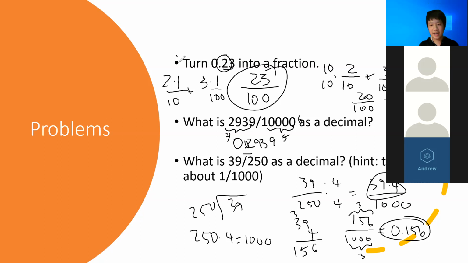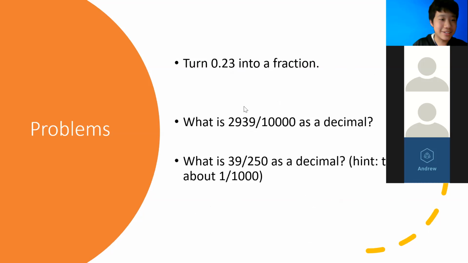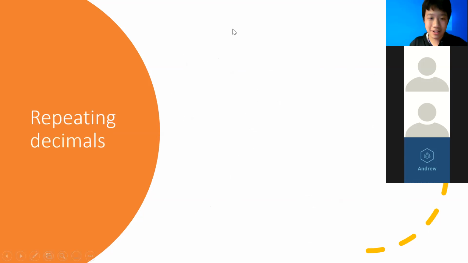0.156. And that is the answer. Okay? So as you can see, it was a lot easier to solve if I went ahead and realized that 250 times 4 equals 1,000, right? If I were to try to divide this out, then that would take a very long time. Even if you're really good at dividing, I guess that would take quite a long time.